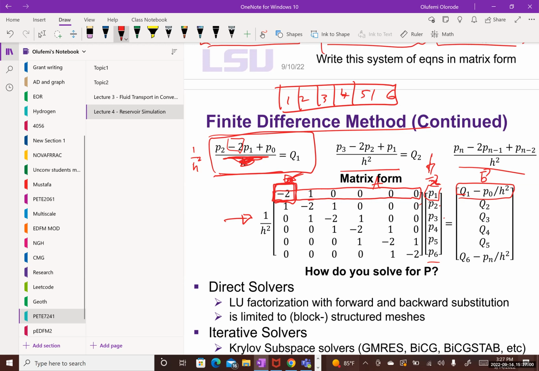Now, what's the coefficient of P2, the term that's going to be here? So you come in here, it has to be 1, right? That's why there's nothing there. So you put 1 here. What of P3? It doesn't exist in that equation, right? So 0. Same for P4, P5, P6. But there's P0 here, but there's no grid block 0.